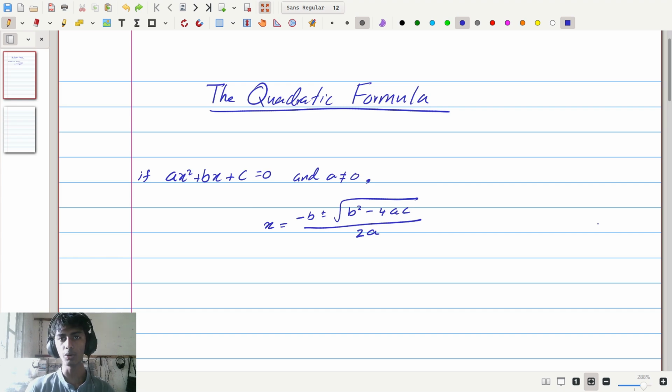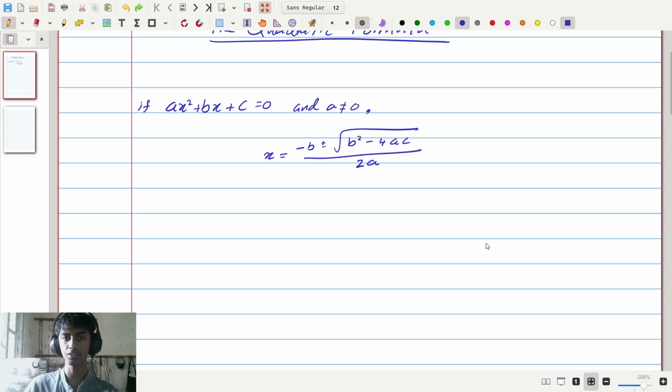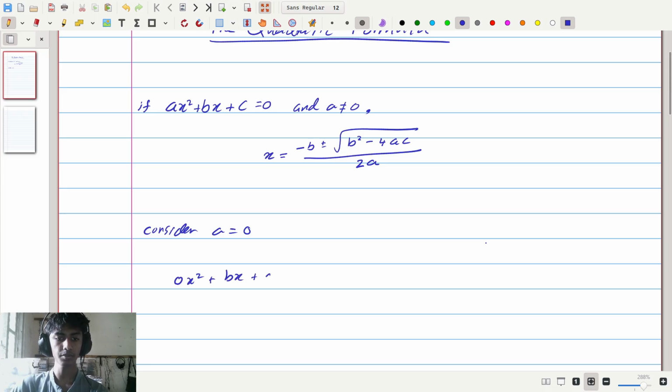So let's go and derive this quadratic formula and prove that it is valid. First I want to discuss, before we go there, why a should not be 0. Can we solve it if a is equal to 0? Well, first let's consider a equal to 0. Then all we have on the left hand side is 0x squared plus bx plus c is equal to 0. 0x squared is just 0, so all we have is that bx plus c is equal to 0.